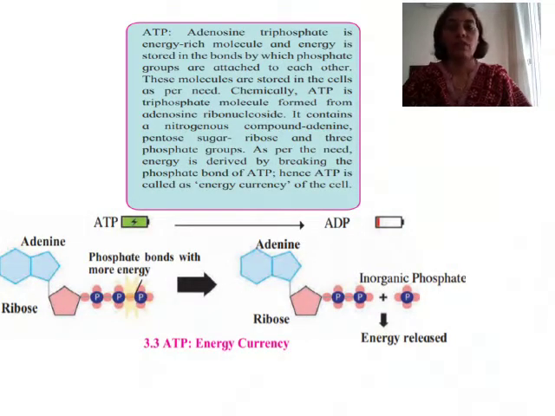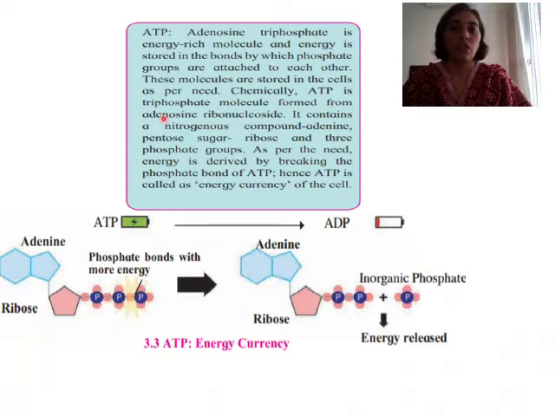Let us read some information about ATP and let us understand what ADP is also. ATP, adenosine triphosphate, is an energy-rich molecule, and energy is stored in the bonds by which phosphate groups are attached to each other. These molecules are stored in the cells as per need.